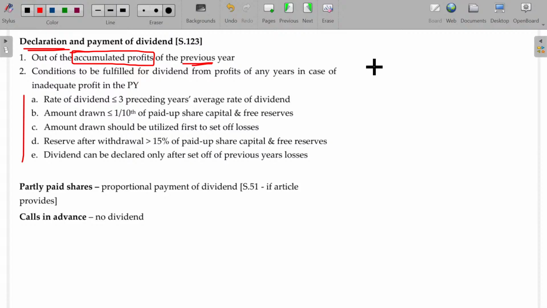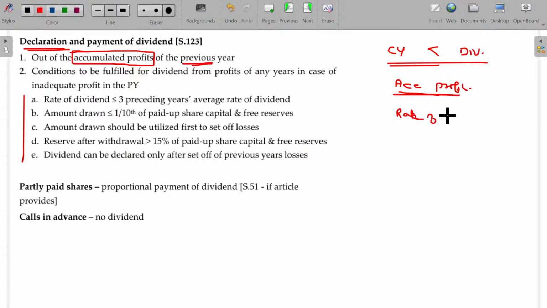Now, the current year profit is less than your dividend supposed to be distributed. Then accumulated profit can be used for dividend distribution. In this case, the rate of dividend being less than or equal to the preceding 3 years' average rate of dividend. You cannot go beyond that.